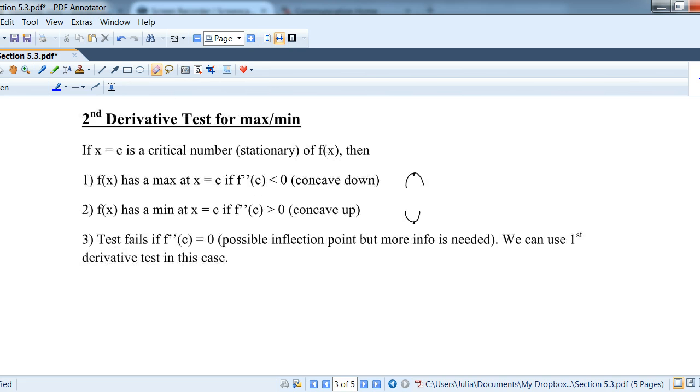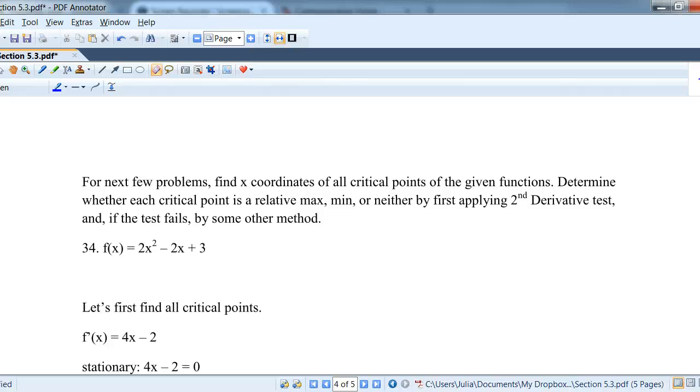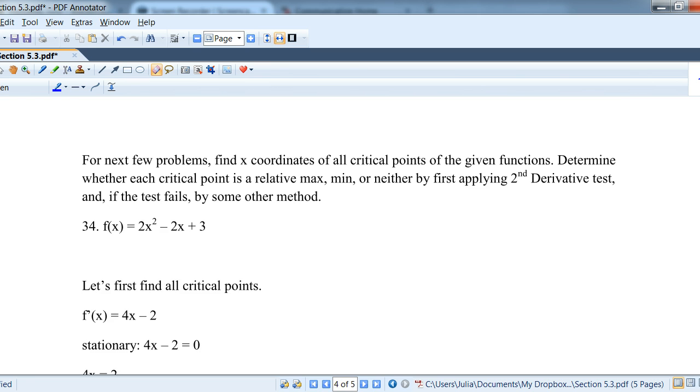So here are some examples. For the next few problems, find the x coordinates of all critical points of the given functions. Determine whether each critical point is a relative max, min, or neither by first applying the second derivative test, and if the test fails, by some other method. So it's basically putting into practice what we just learned. If we have a function, again, it's finding maxima and minima. It all comes down to that.